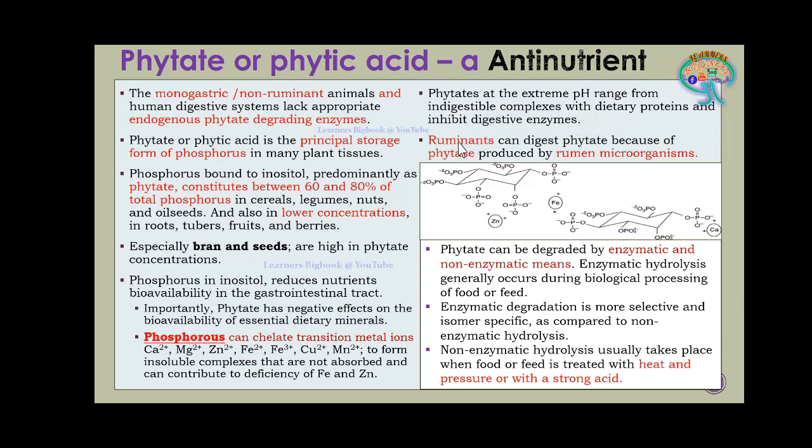Now this is the point here. Further, we have ruminants. As we discussed, monogastric or non-ruminants, here it is the ruminants. These are the animals which have rumen microorganisms which produce the phytase enzyme. This phytase enzyme is lacking in the non-ruminant and human digestive systems.